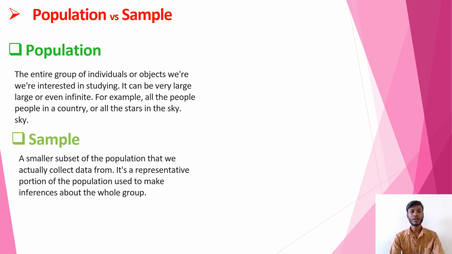Population versus sample. Population: the entire group of individuals or objects we are interested in studying. It can be very large, even infinite. For example, all the people in a country or all the stars in the sky. Sample: a smaller subset of the population that we actually collect data from. It is a representative portion of the population used to make inferences about the whole group.